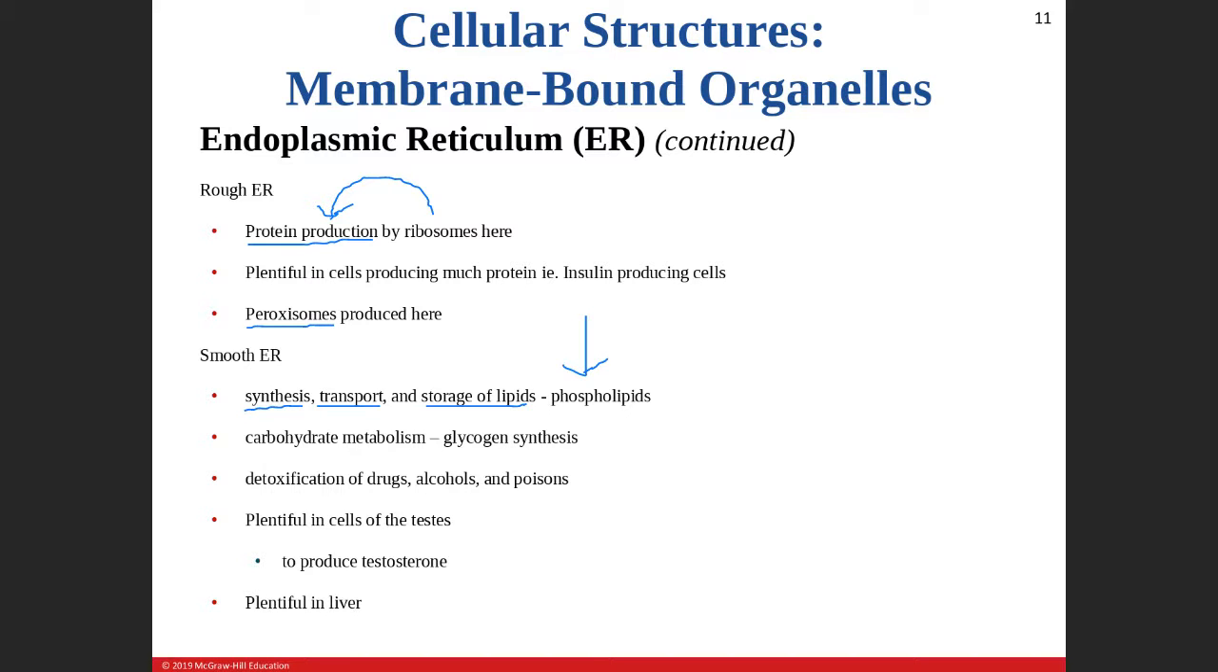In the smooth endoplasmic reticulum, if we are in the liver and if we're in skeletal muscle, we will see carbohydrate metabolism. We're going to make glycogen there because those are the two tissues and organs that are going to contain glycogen.